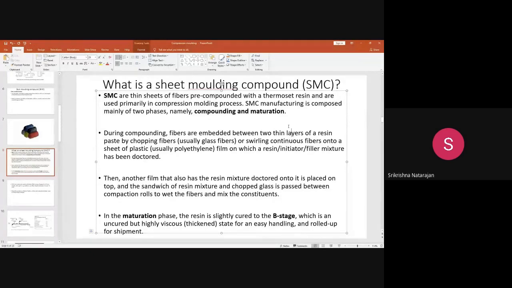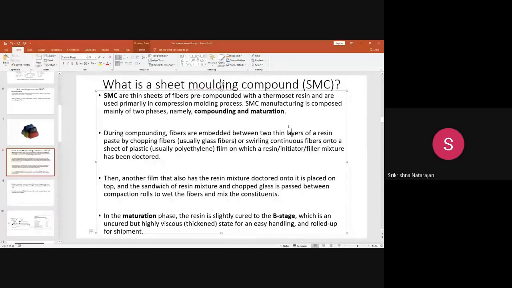Embedding means just keeping something inside between the two layers of the resin paste, or you can take the continuous fibers on the plastic film where you apply the resin. There are two ways of doing this, and once you do that, you pass this to the compaction roll. The sandwich which you have prepared, you will pass to the compaction roll, so that the resin will wet the chopped fibers and penetrate inside the fibers, so that the constituents are mixed to make a sheet.